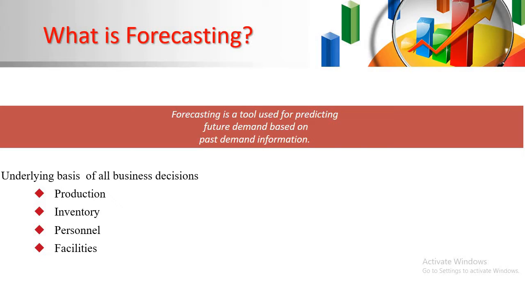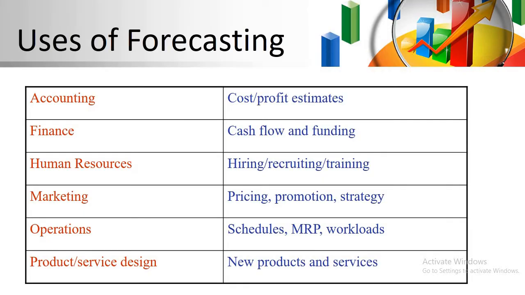It is also the underlying basis for business decisions in various departments inside a company. For instance, let us take the accounting department. In accounting, the forecasting results will be used to find profit estimates, which means how much profit I am going to incur in a particular period of time.